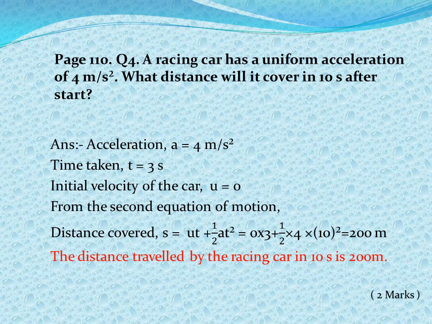Answer: acceleration a equals 4 meter per second squared. Time taken t equals 10 seconds. Initial velocity of the car u equals 0. From the second equation of motion, distance covered s equals ut plus half at squared equals 0 into 10 plus half into 4 into 10 into 10 equals 200 meter. The distance traveled by the racing car in 10 seconds is 200 meter.